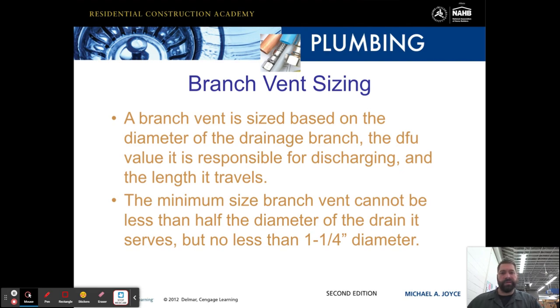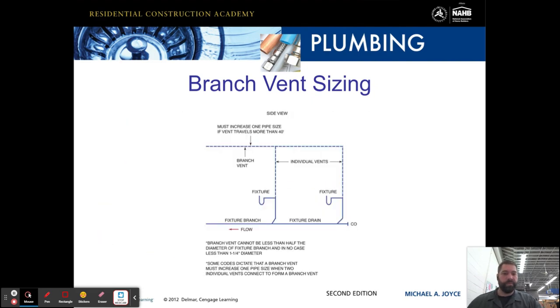Branch vent sizing. A branch vent is sized based on the diameter of the drainage branch, the DFU value it is responsible for discharging, and the length that it travels. The minimum size branch vent cannot be less than half the diameter of the drain it serves, but no less than 1.25 inches in diameter. And again, here we have the branch vent sizing.